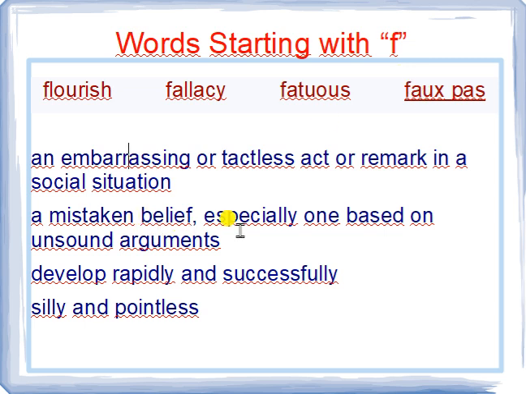A mistaken belief, especially one based on unsound arguments. I think they want us to say a fallacy. It's not fact, it's a fallacy, it's incorrect.